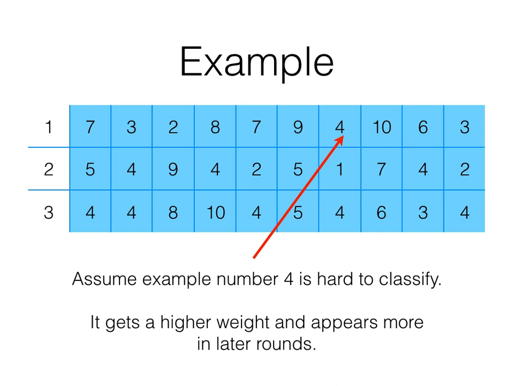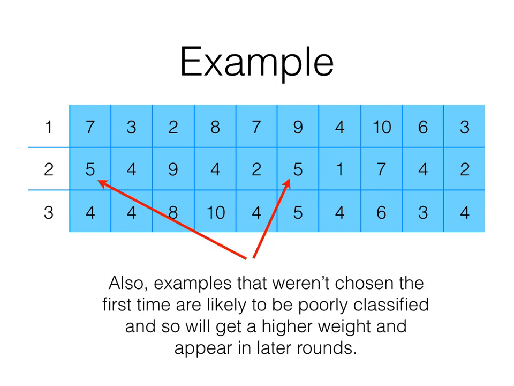Now let's assume that example number 4 is hard to classify. So what happens is that it will get a higher weight in subsequent rounds, which means that it will be more likely to be selected in subsequent rounds. So you can see that it got selected 1, 2, 3 times in the second round. Also, examples that weren't chosen in the first round are likely to not be classified very well because the classifier didn't see them. So that means they'll tend to automatically get higher weights, and then they'll appear in later rounds.